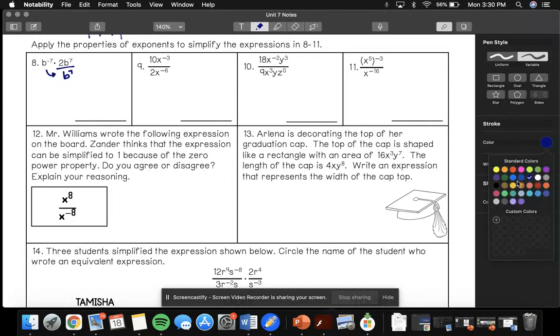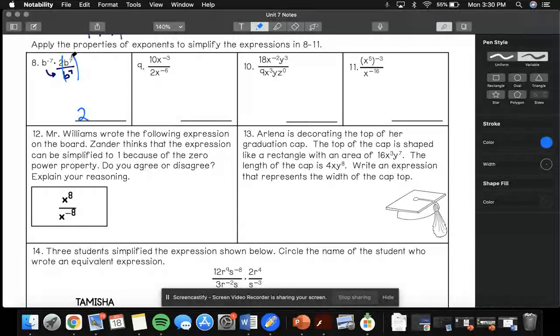Now I need to group like terms. So I see a number, which is just 2, okay? And then I have b to the 7th over b to the 7th. So these are the same exact things. So this is technically the same thing divided by the same thing, which would be equivalent to 1, okay? Again, also this is equivalent to b to the 0, which is equivalent to 1, okay?